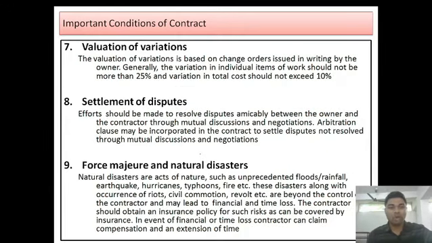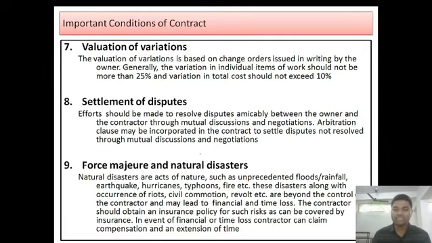The next topic is valuation of variations. The valuation of variations is based on change orders issued in writing by the owner. As I have already said, if there are any variations, on what basis the contractor will charge the owner has to be discussed. The valuation of the variation is based on the change order issued in writing by the owner.